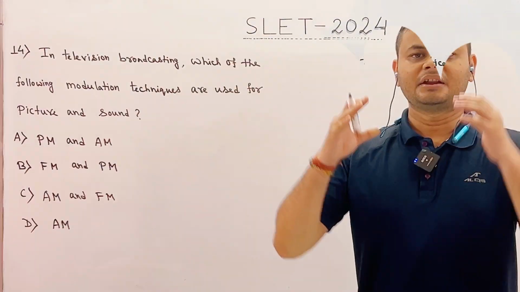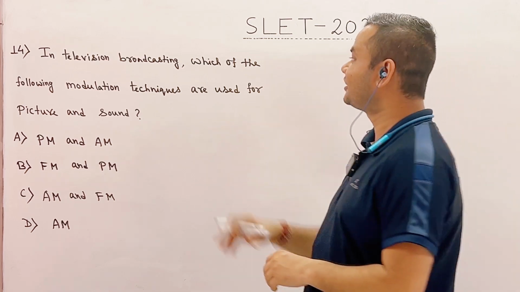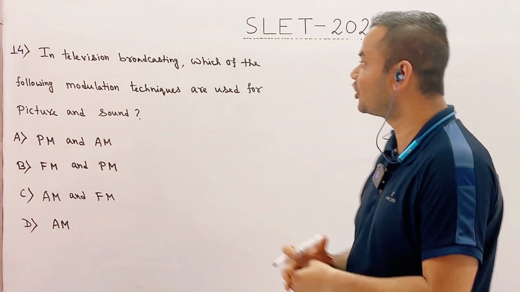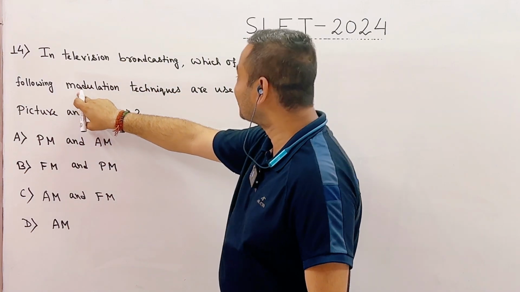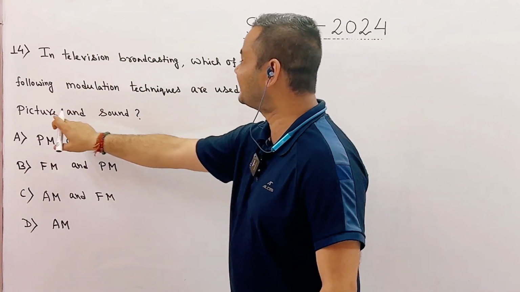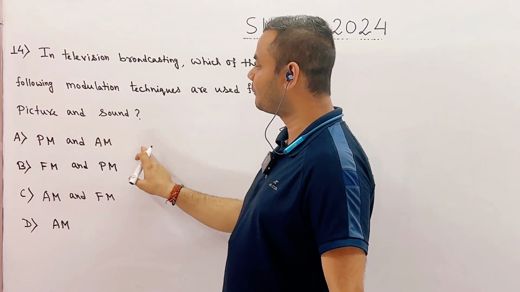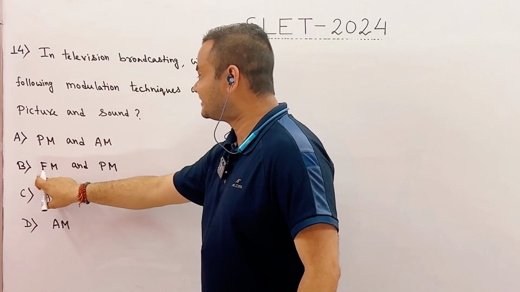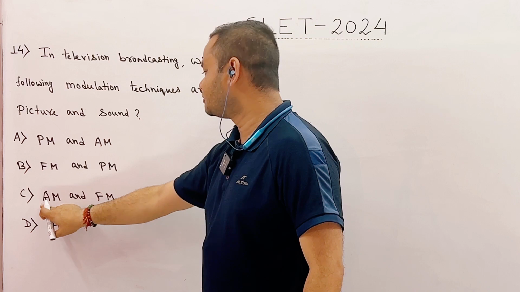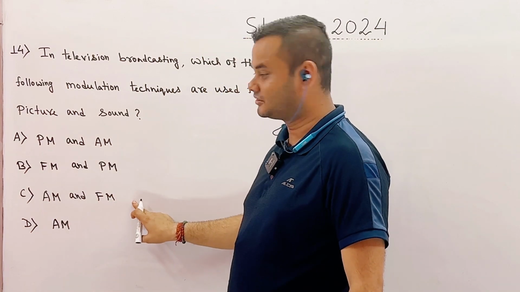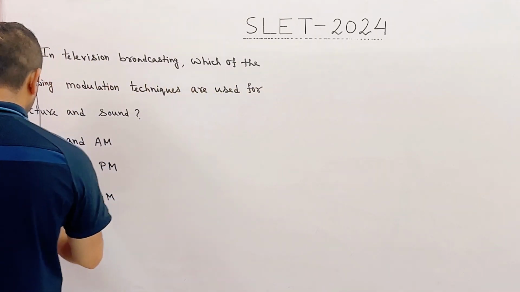Okay. Next, problem number 14. This problem number 14 is asked from electronic communication systems topic, and according to this problem, in television broadcasting, which of the following modulation techniques are used for picture and sound? Option A, phase modulation and amplitude modulation. Option B, frequency modulation and phase modulation. Option C, amplitude modulation and frequency modulation. Option D, amplitude modulation. Here the correct answer is option C.